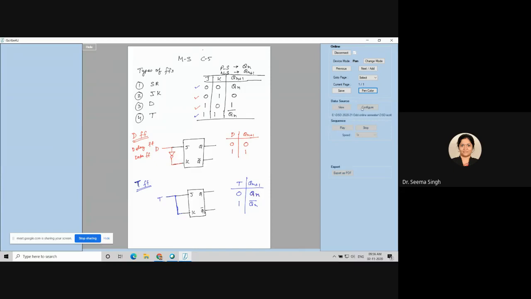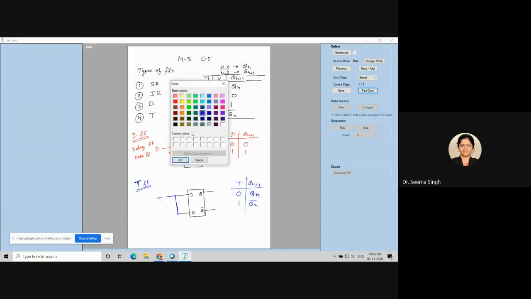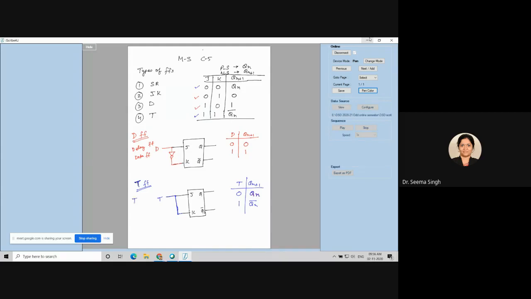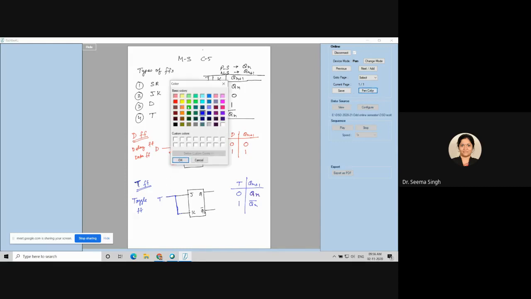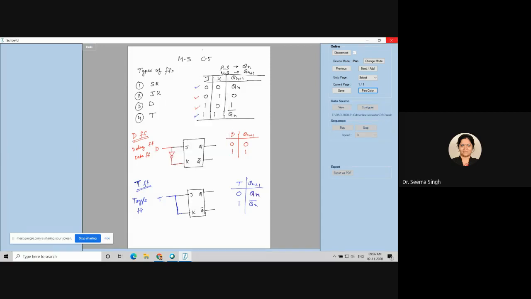Coming to T flip-flop, T stands for toggle. So if you want to toggle, you should give T equal to 1. It will keep toggling. If you want it to be used as memory, you should keep T equal to 0. It will behave as memory. One more thing, you should keep in your mind that because I am talking about a pulse triggered flip-flop, I should write my clock also here. So I will mark a clock here.